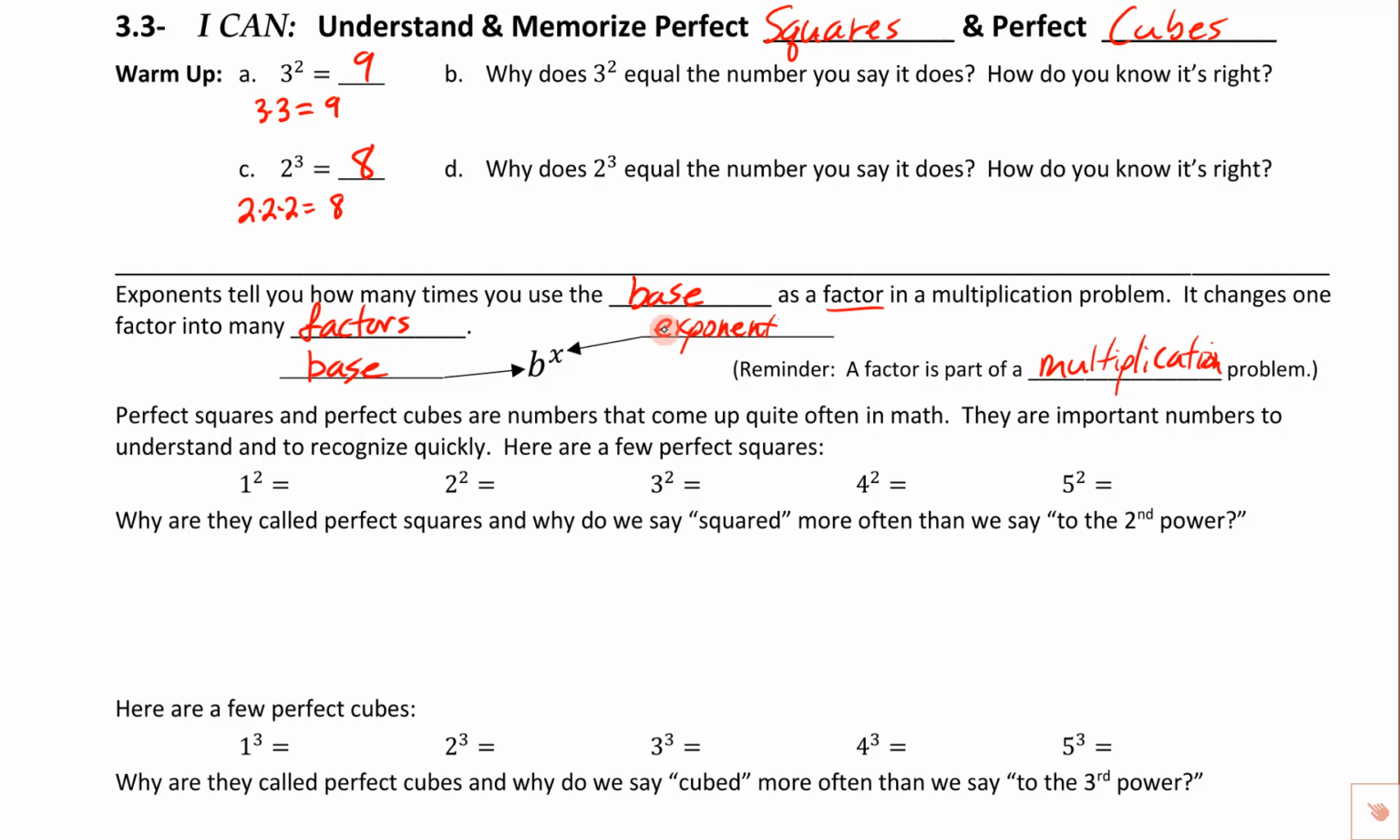So perfect squares and perfect cubes, they're numbers that come up all the time in math, and it's a really good idea to be able to recognize those and have some of those memorized. So we're going to talk about a couple of perfect squares to begin with, and then we're going to talk about why they call them perfect squares.